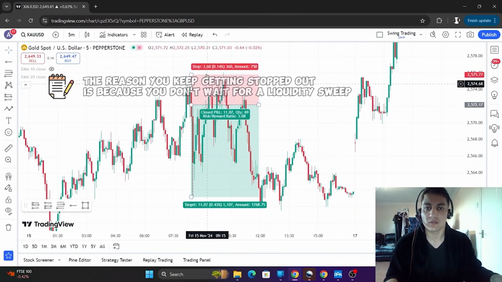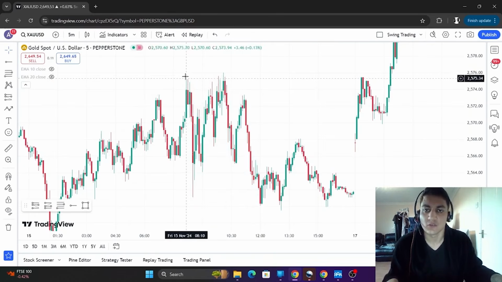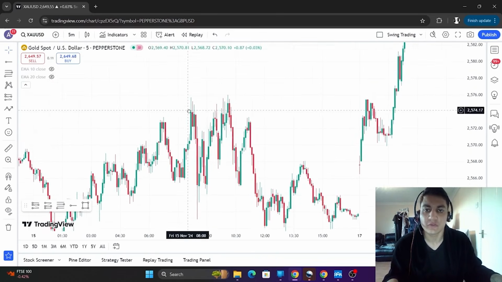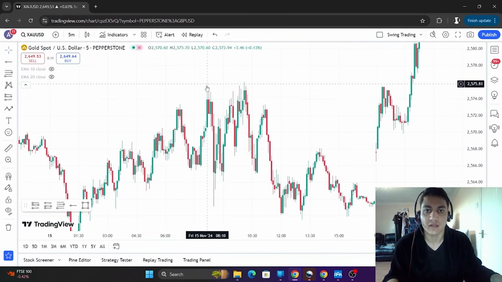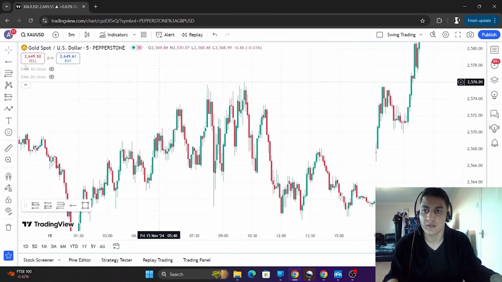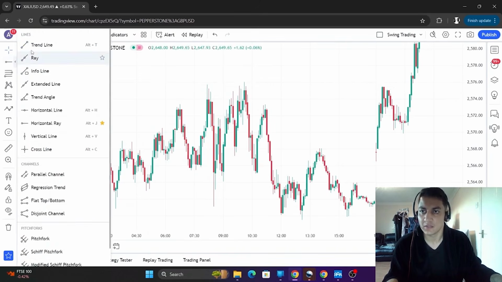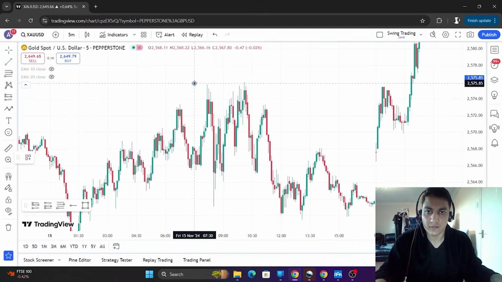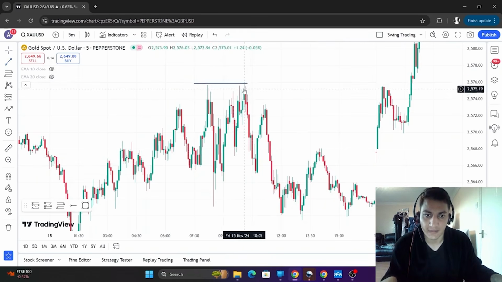Now, what is a liquidity sweep? We know at this high here, there are lots of stop loss orders. Lots of people have gone short on gold. They know from the higher time frames that we're bearish, so they've got the stop loss orders here. And I'm going to mark this out, because this is so important. When price comes all the way like that, see this wick here?